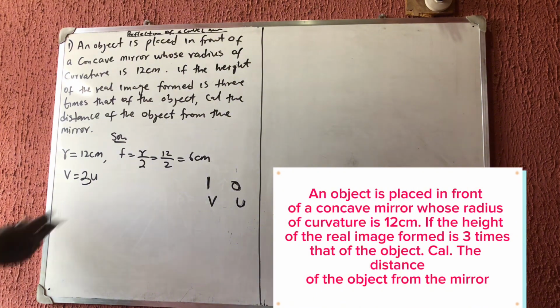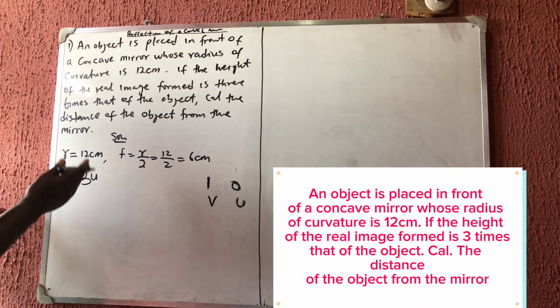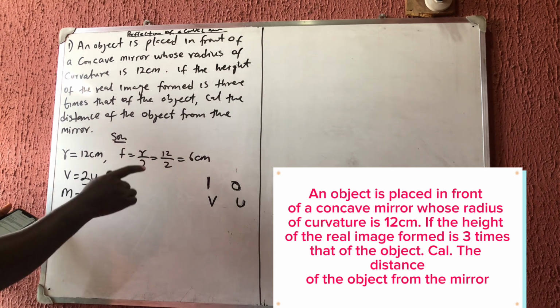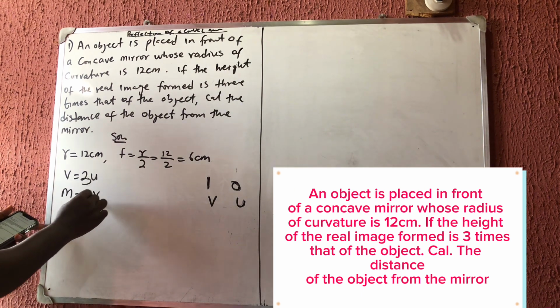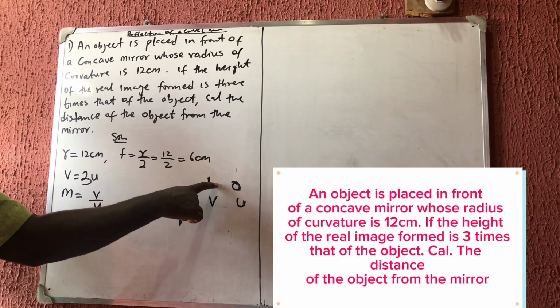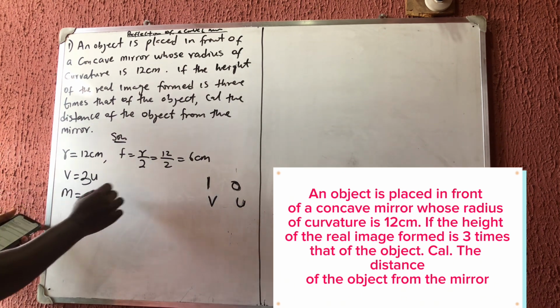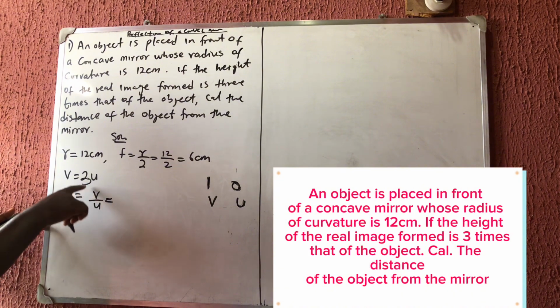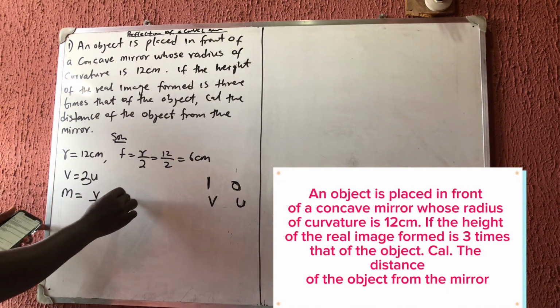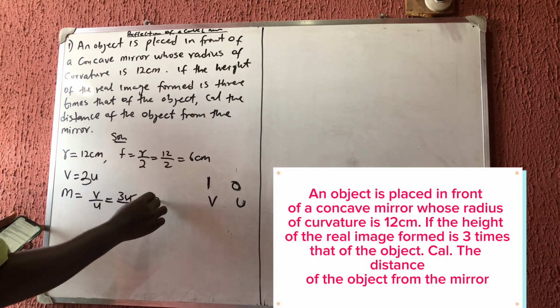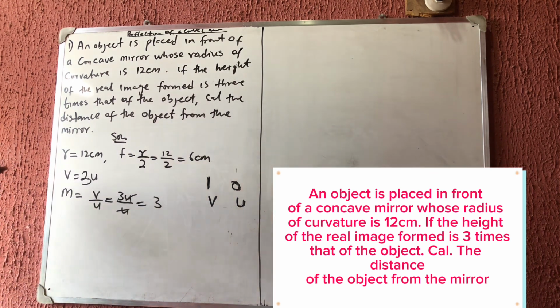Now, this statement will help us to get the magnification. Don't forget that magnification is equal to V over U. The image must come first. Image distance over the object distance, or image height over the object height. So if you now put everything, we have gotten V as 3U over U. If you cancel U, I'm getting that this is 3. The magnification here is 3.